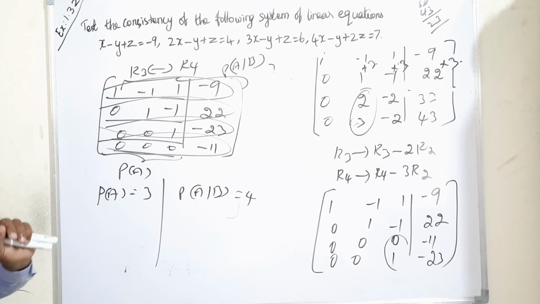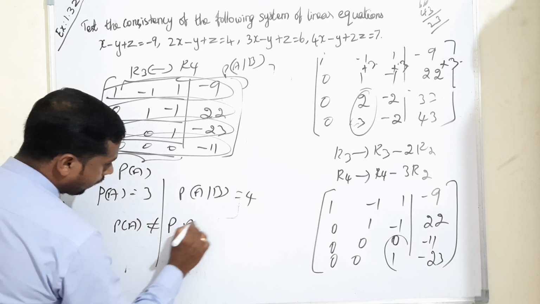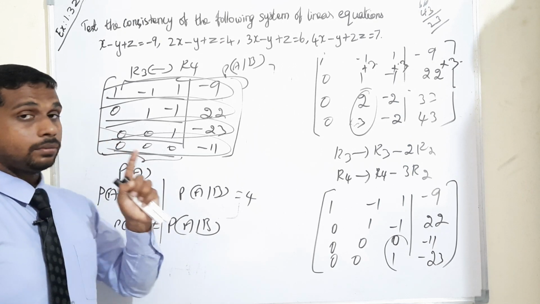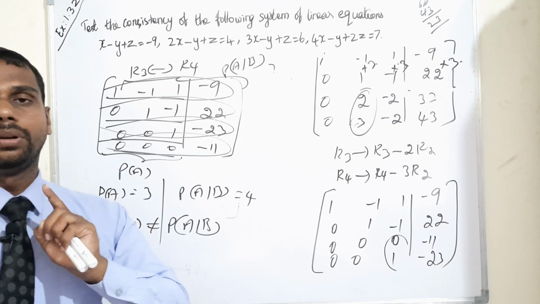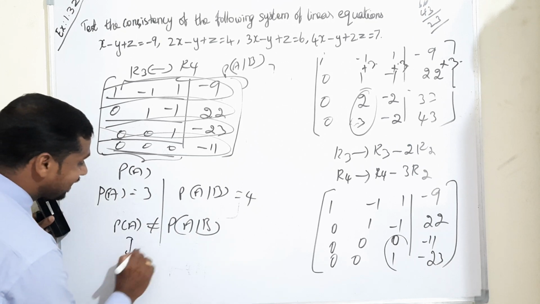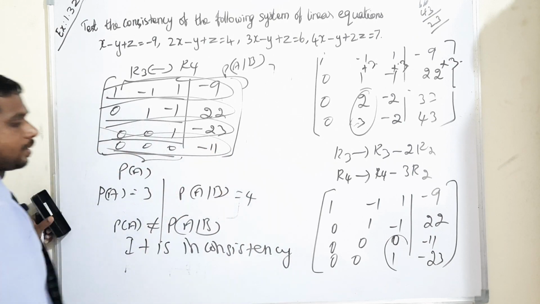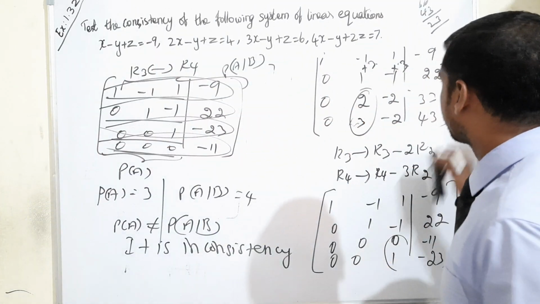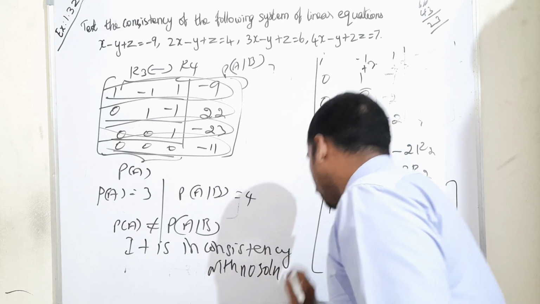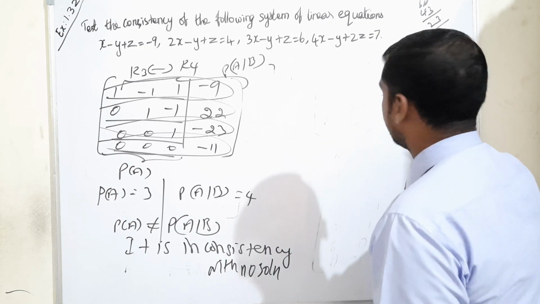Okay, for example 1.32, isn't it? So a different type of result means we have to write clearly: the rank of A is not equal to the rank of A with B. This type of result, definitely we can say, unlike examples 1.31 and 1.30, where we wrote the solution as consistent, here not equal, so definitely we can write it is inconsistent, no solution. It is inconsistency, no solution.